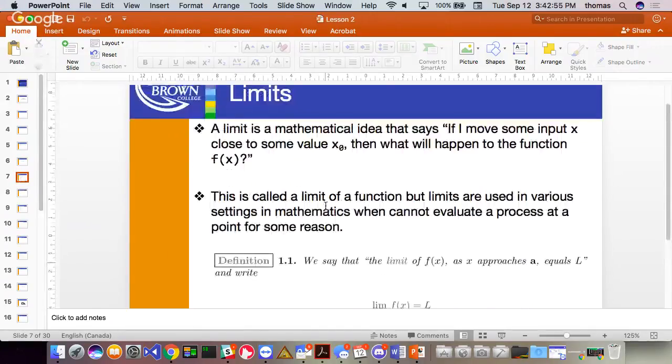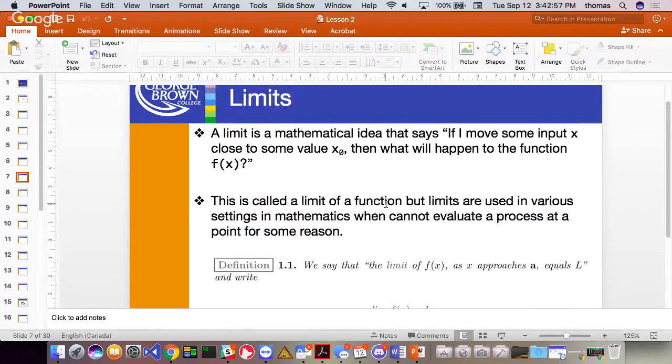So on this page here, we want to talk about limits. Limits is the idea that if I move some x close to some other value, x naught or x0, then what will happen to the function f of x? What's going to happen if I move closer to that limit? And in the books, you see a bunch of secant lines, or lines that are tangent to the graph, moving over and over again.